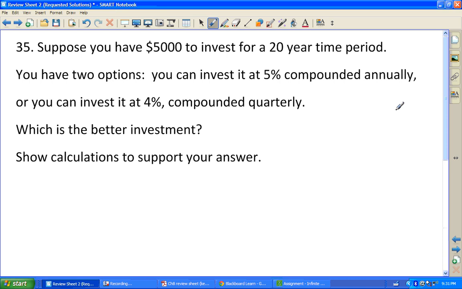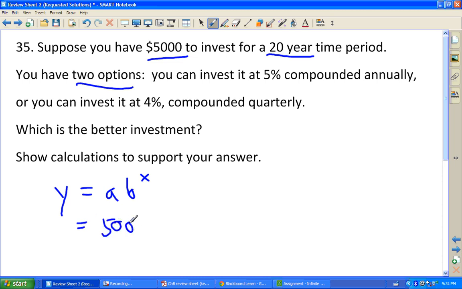Here's a problem that looks at two different investment options for $5,000 over a 20-year time period. Remember that our basic formula is y equals a b to the x, and in terms of financial growth or decay problems, we've got $5,000 as our initial amount here. This is going to be 1 plus r to the x, and x can be any amount of periods. Could be years, could be quarters, could be months, it could be whatever.